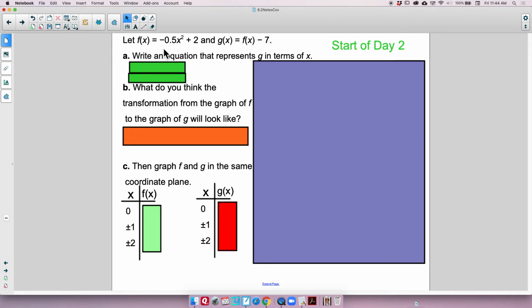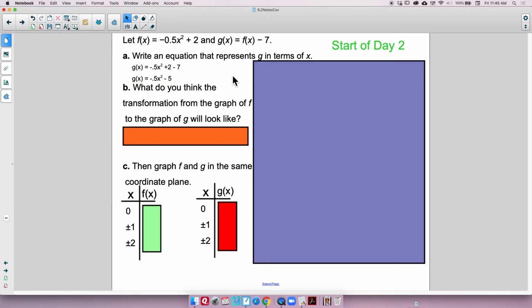Okay, so we have: let f of x equal -0.5x squared plus 2, g of x equals f of x minus 7. Basically g of x is the same as f of x except minus 7. Think about what that would do with g of x compared to f of x. Then part A: write an equation that represents g in terms of x. In other words, we need to plug in f of x, -0.5x squared plus 2, right here. So we have -0.5x squared plus 2, and then the minus 7. What does that simplify to?